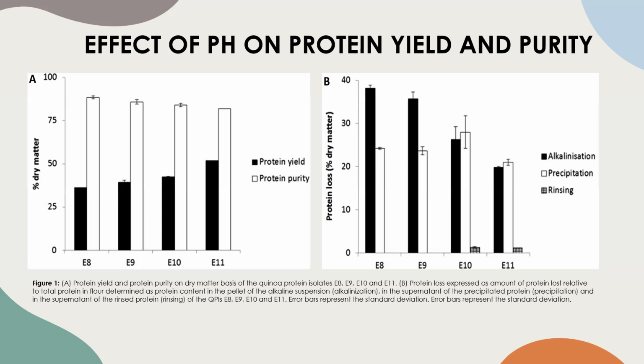Generally, it should be that the protein purity should be less than the protein yield. No, so the yield is usually less than the purity. Yeah, so then this is the yield, and then that's the purity.